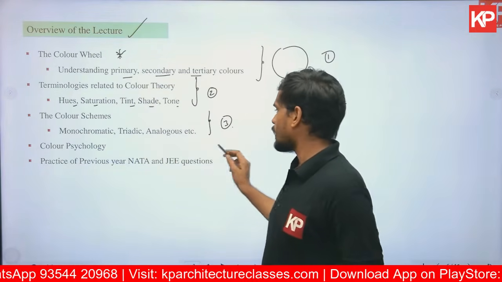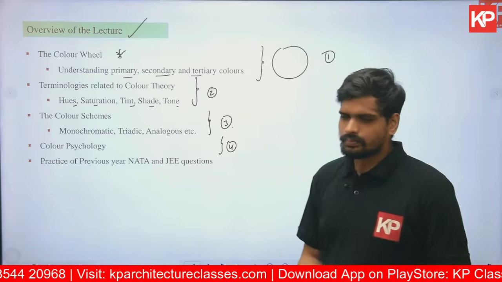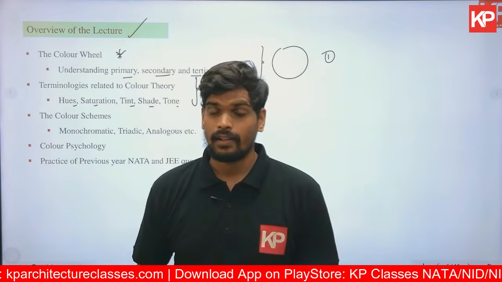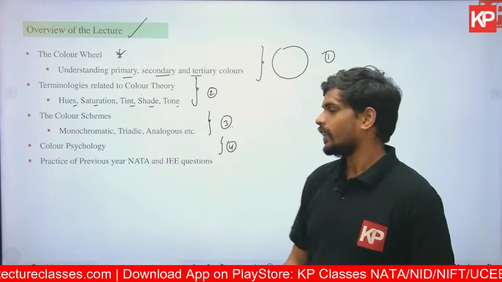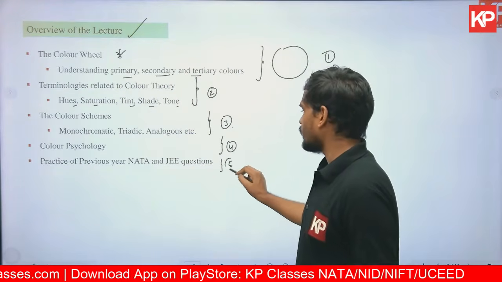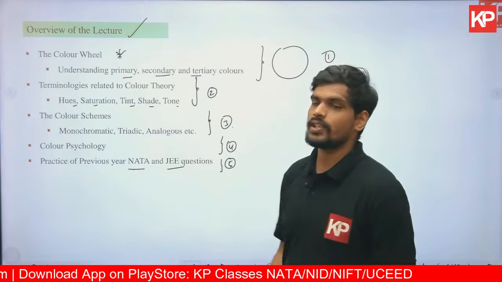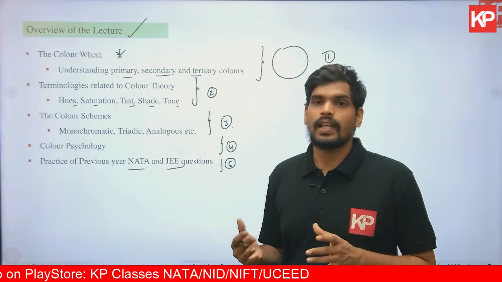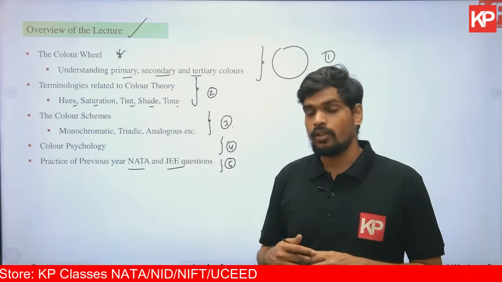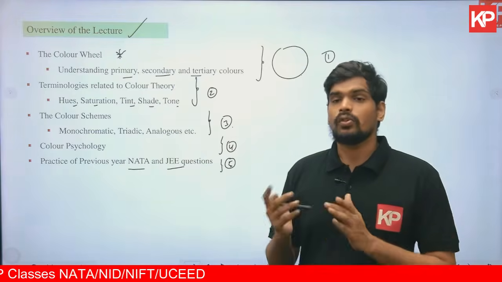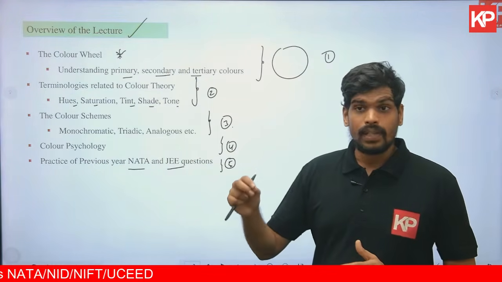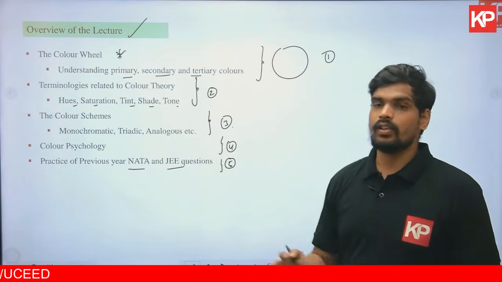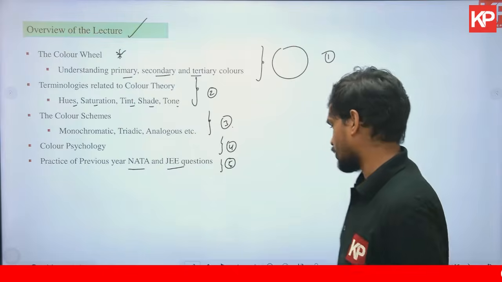And then you have the fourth aspect, which is color psychology, where we look into what warm colors are, what cool colors are, and the psychological aspects of the use of various colors. That is number 4. Finally, number 5, we will look into previous NATA and JEE questions for practice, so that from whatever we have learned, you understand what type of questions are actually asked in the examination. So towards the end, we will practice some previous NATA and also JEE questions. This is the overview of the structure we are following in this particular lecture for today on day 2.